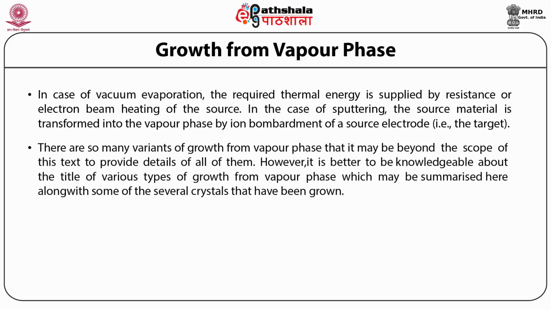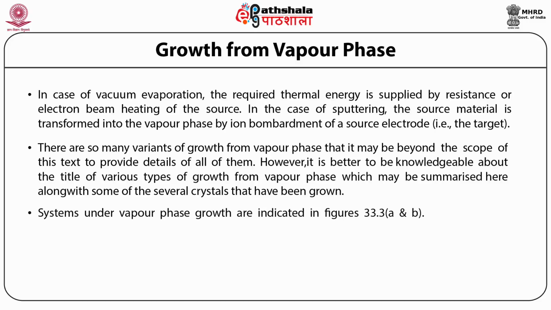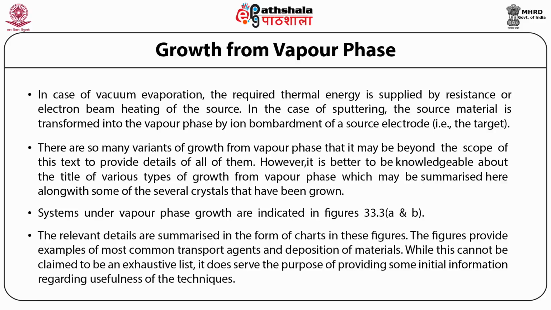There are so many variants of growth from vapor phase that it may be beyond the scope of this text to provide details of all of them. However, it is better to be knowledgeable about the title of various types of growth from vapor phase, which may be summarized here along with some of the several crystals that have been grown. Systems under vapor phase growth are indicated in figure 33.3a and b. The relevant details are summarized in the form of charts in these figures.